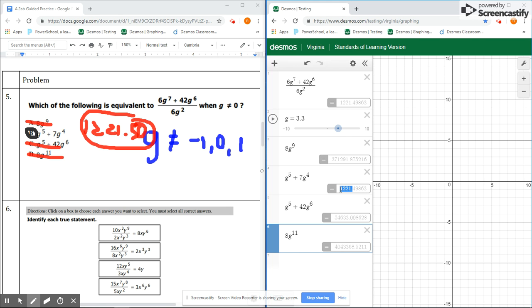Now this will work when it says equivalent. That's a big word that you need to remember, equivalent. Just type this in, add the slider, and see which answer choice matches.